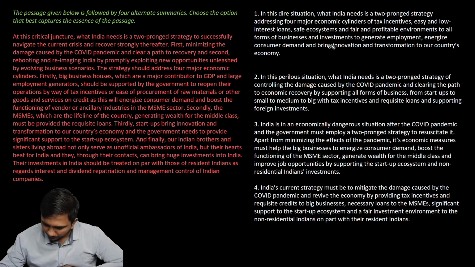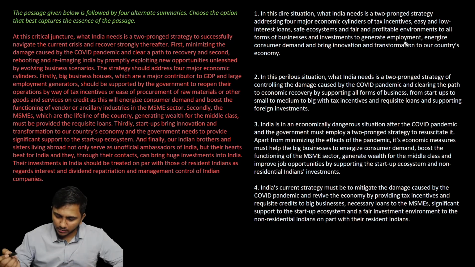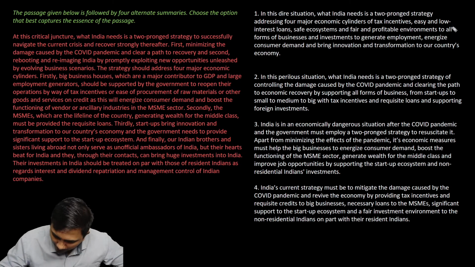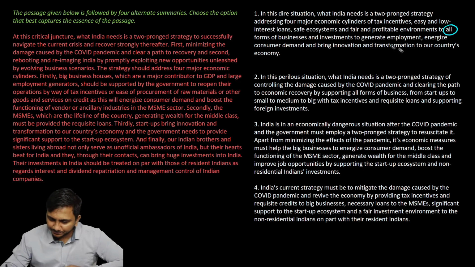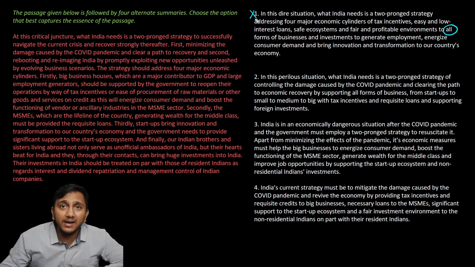Okay. In this dire situation, what India needs is a two-pronged strategy addressing four major economic cylinders of tax incentives, easy and low interest loans, safe ecosystems, and fair and profitable environments to all forms of business. Whoa, look at this. What is this? All forms of business. These things to all forms of business. There itself, I can get rid of this option. Now each of this was mentioned for different forms of business. You cannot say all of this to all forms of business. So option 1 is out immediately.